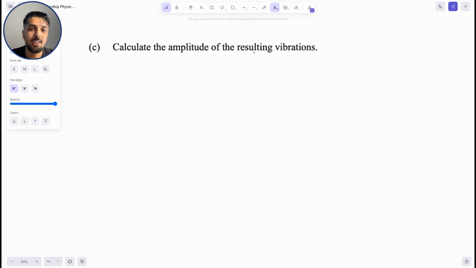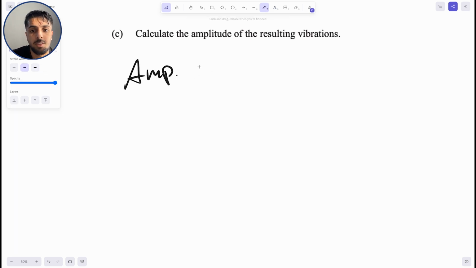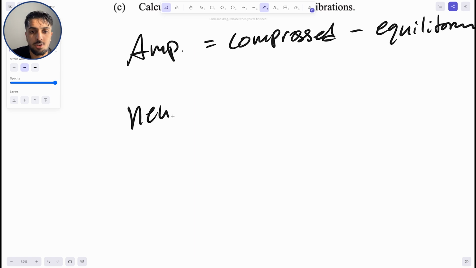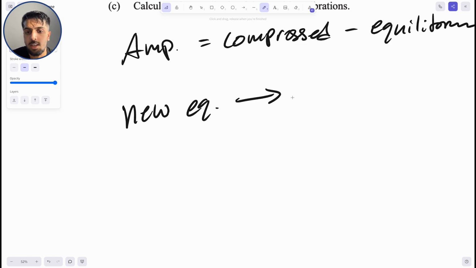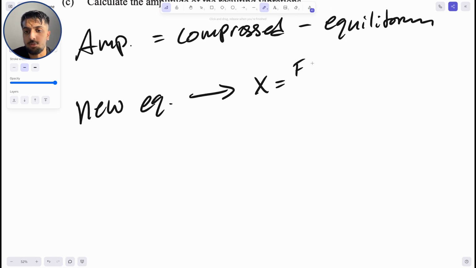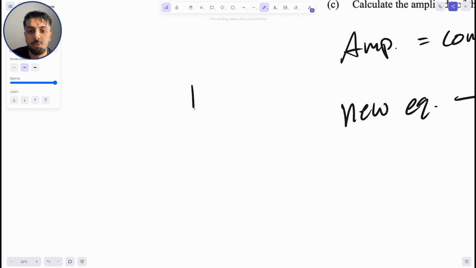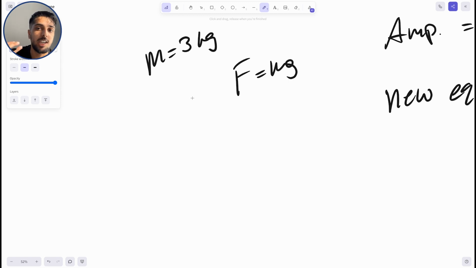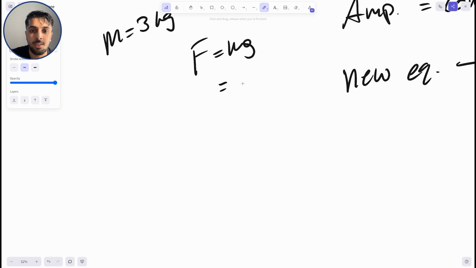There we go. Calculate the amplitude of the resulting vibrations. So the amplitude is going to be equal to the compressed distance minus the equilibrium. So our new equilibrium is x is equal to F over k, where our force is still the weight force. However, our mass is now 3 kgs, because now we have the 1 kg mass plus the 2 kg mass, and so that is 3 times 9.81.